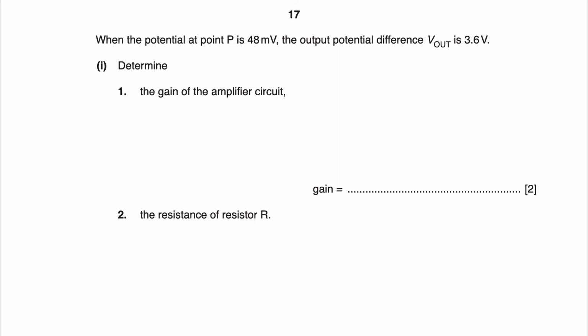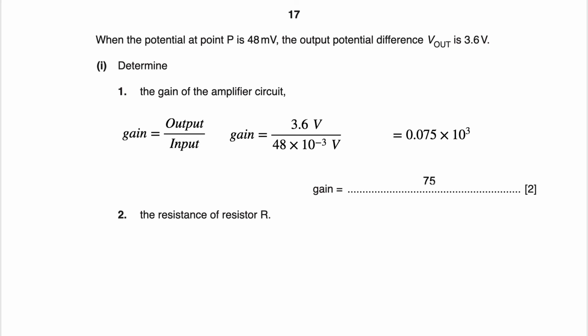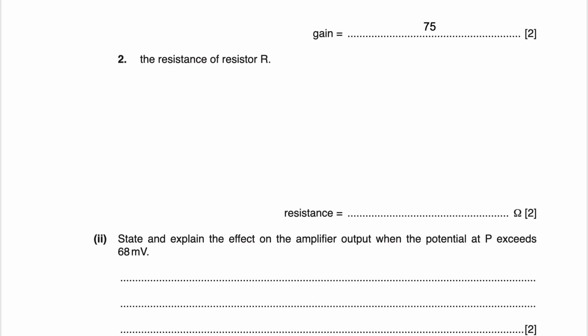So gain is simply output by input. That's all. The answer is there. But we have to be careful here: it's given in millivolt, so we have to convert into volt, standard SI. Now the resistance R, that we have to find.